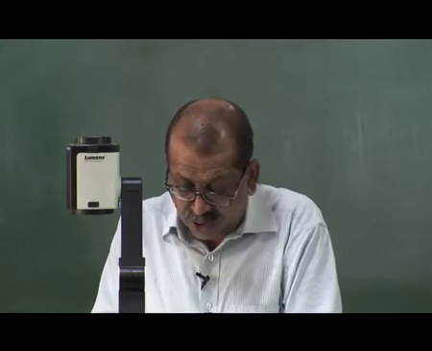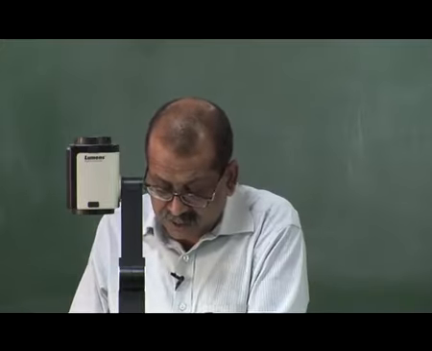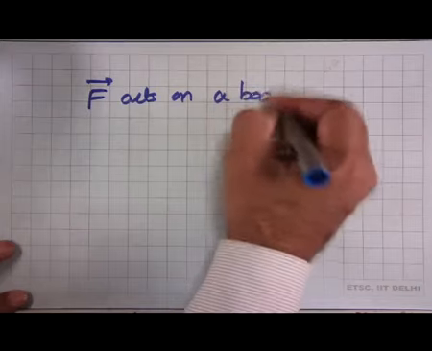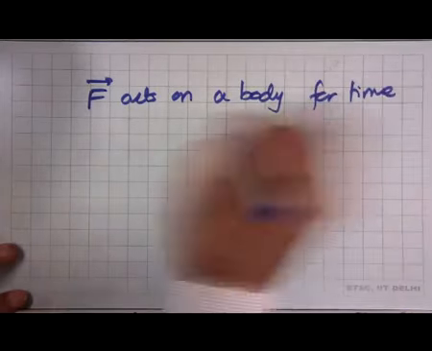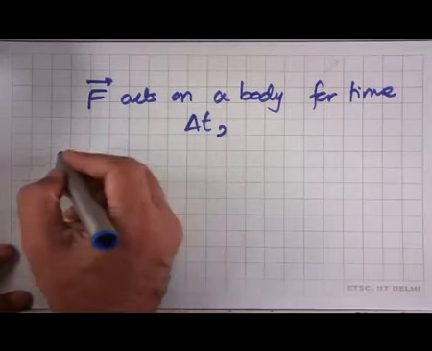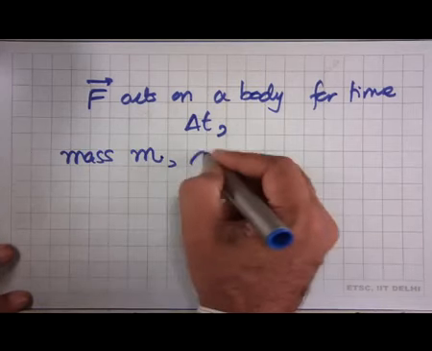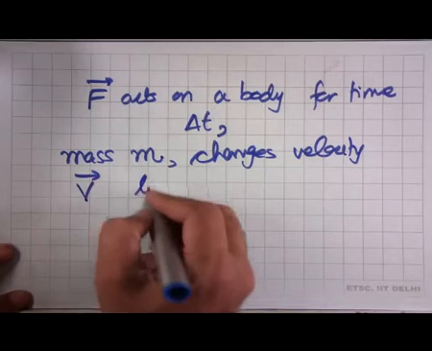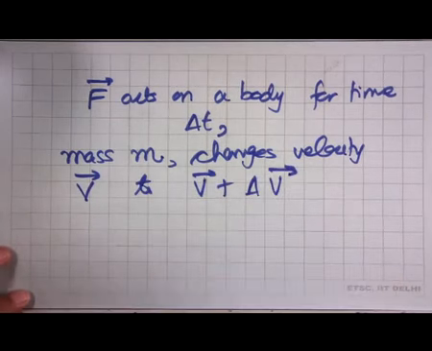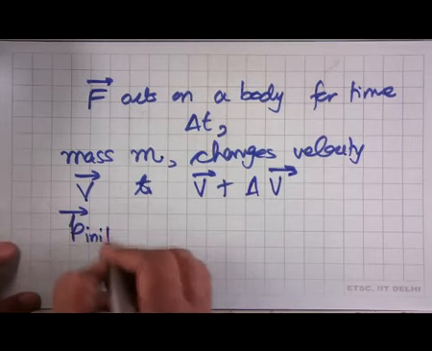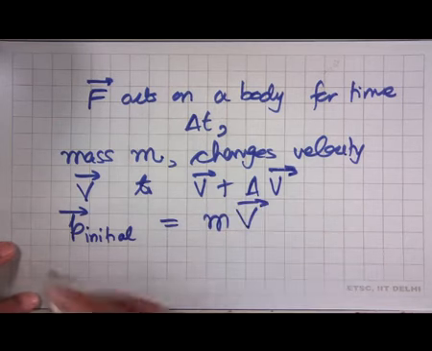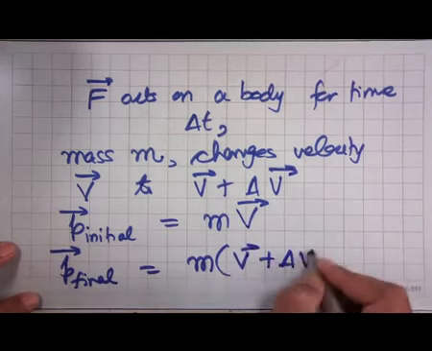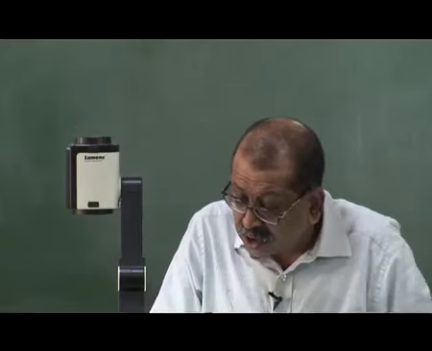So now if we try to look at it quantitatively, what we get is that suppose a force F acts on a body for time delta t, and let us say the body has a mass m, and because of the action of this force, it changes the velocity of the body from v to v plus delta v. Then the initial momentum of the particle was m times v, the final momentum of the particle is m times (v plus delta v).